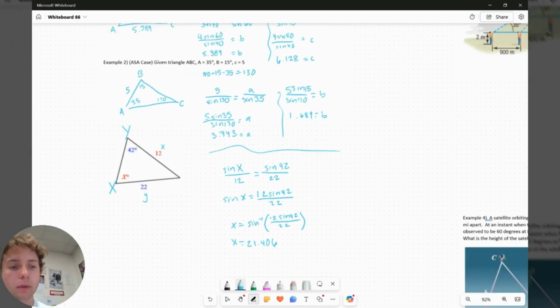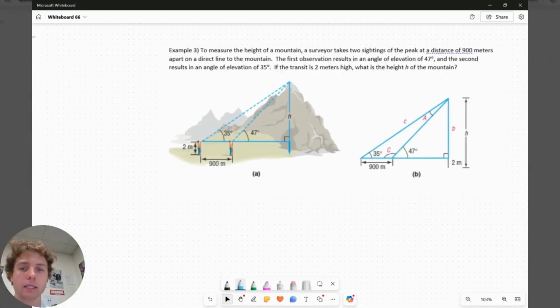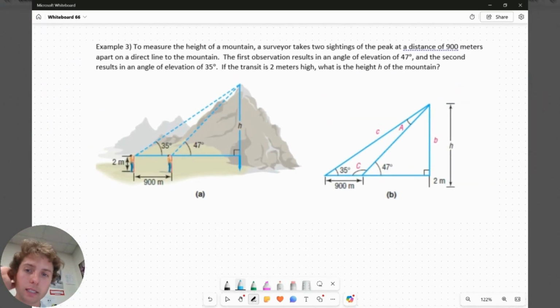Let's look at something a little bit more challenging, though. Let's look at example 3 here. It says that to measure the height of a mountain, a surveyor takes two sightings of the peak at a distance of 900 meters apart on a direct line to the mountain. The first observation results in an angle of elevation of 47, and the second results in an angle of 35. If the transit is 2 meters high, what is the height of the mountain?